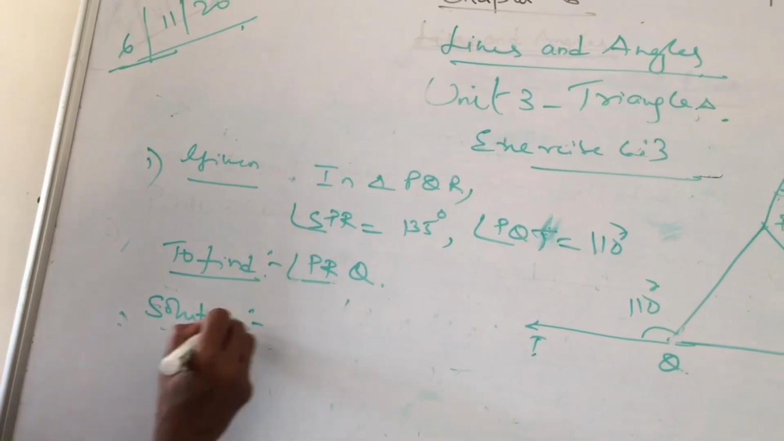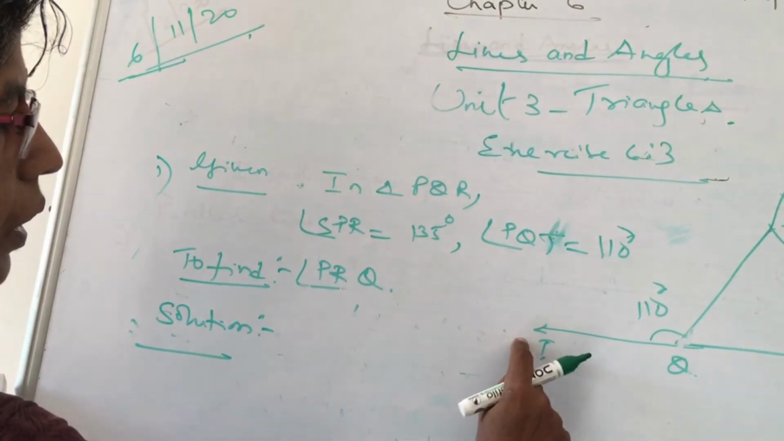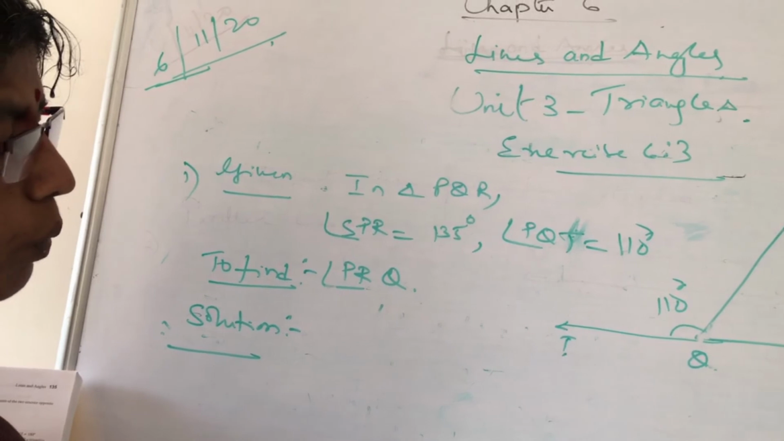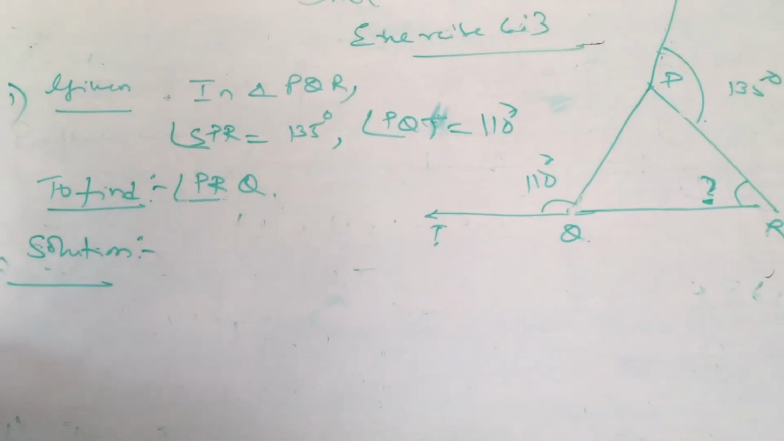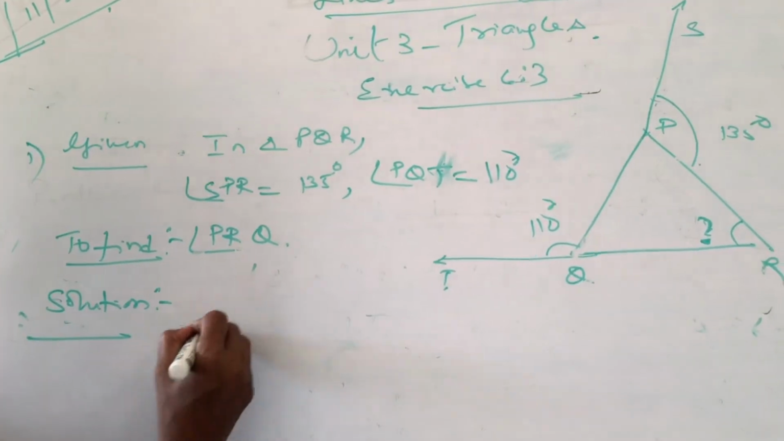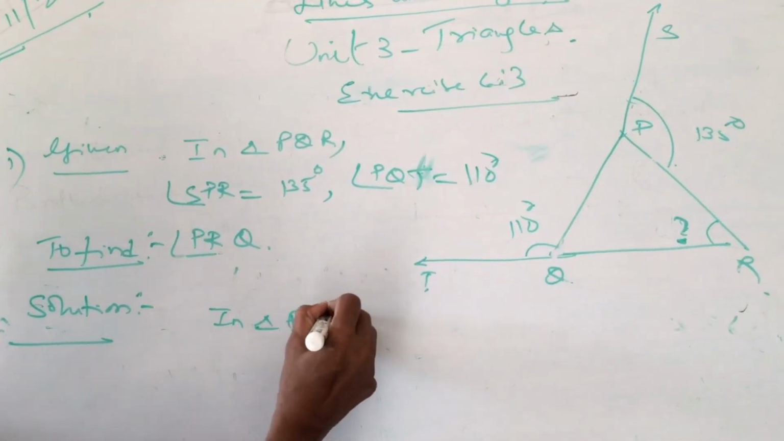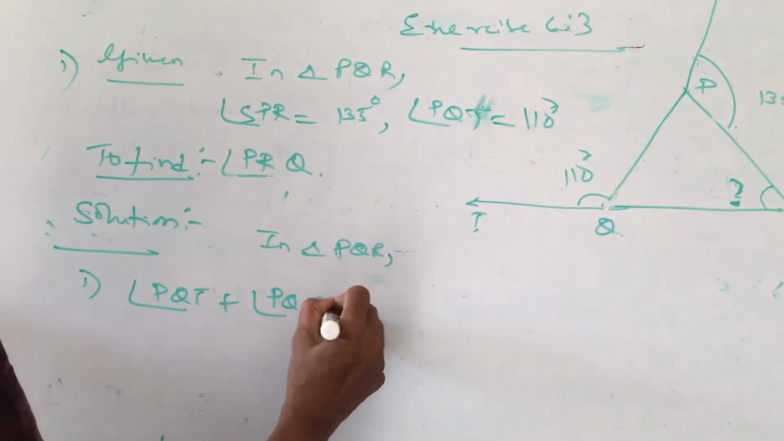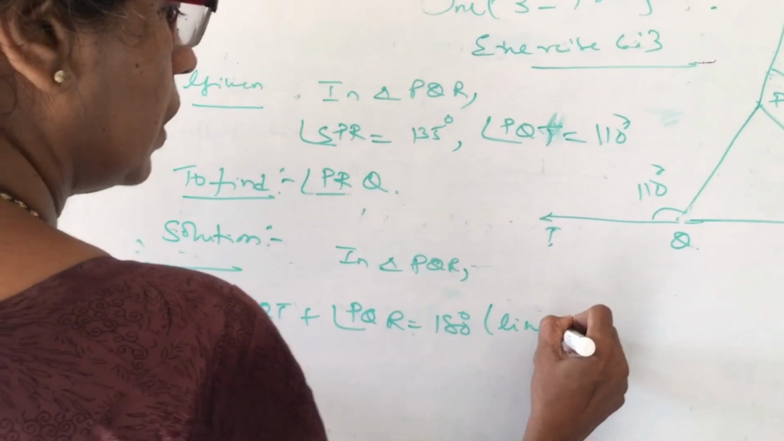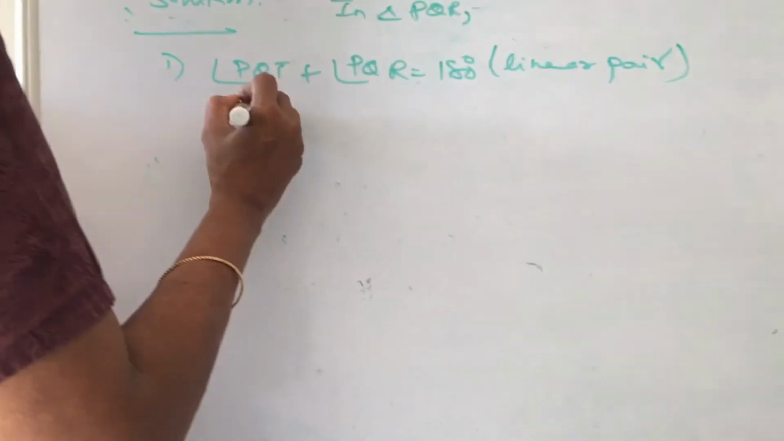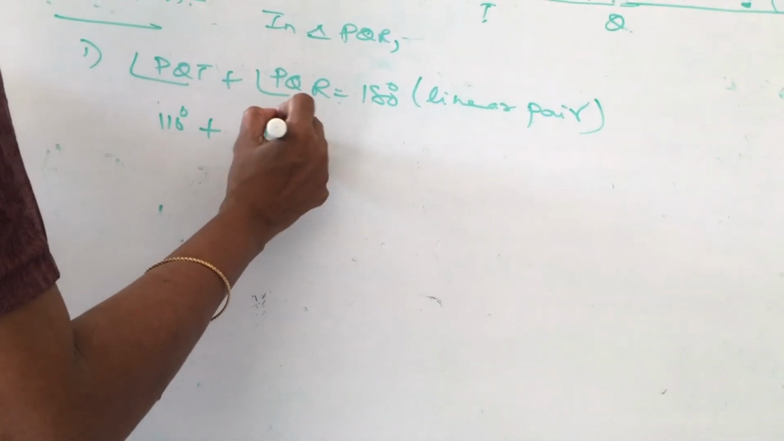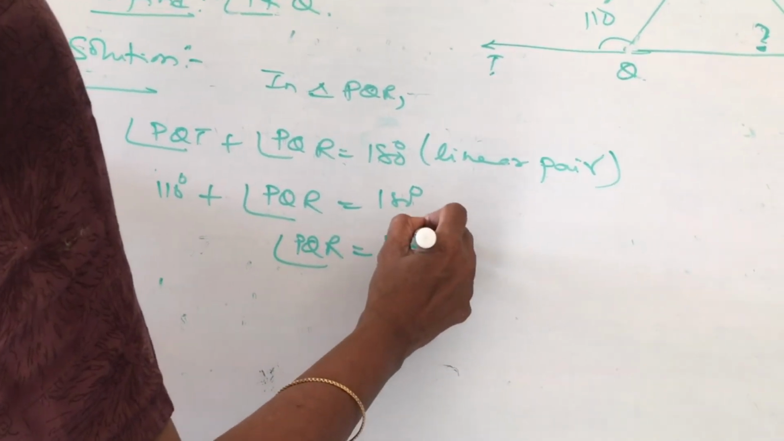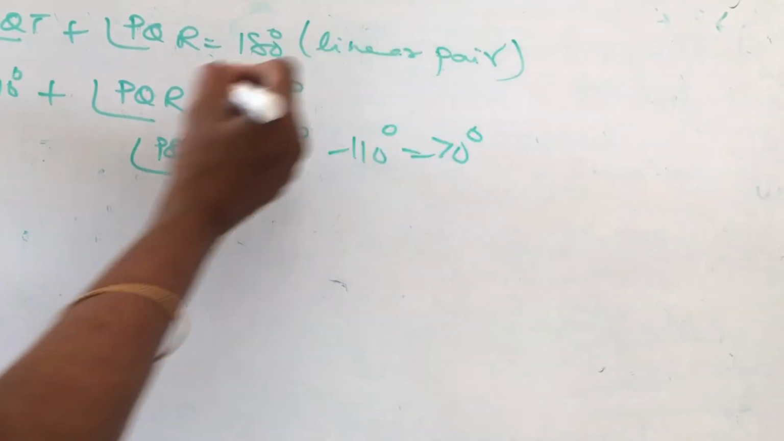Solution. Think, children. PQT, PQR. What do they form? A linear pair. In triangle PQR, the first step, angle PQT plus angle PQR is equal to 180 degrees. The reason? Linear pair. PQT means 110. PQR you do not know. Therefore, angle PQR is equal to 180 degrees minus 110, which is equal to 70.